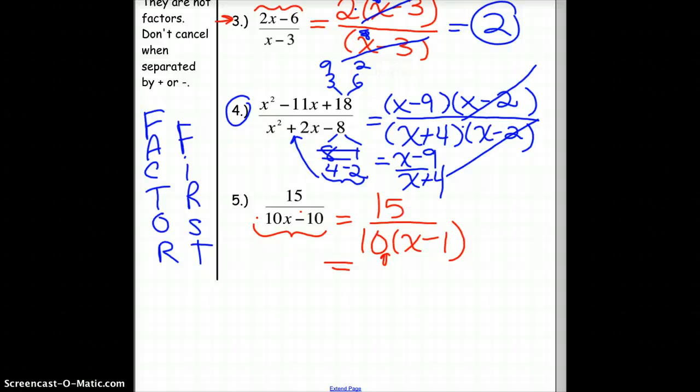So I've got a 5 living on the top. So I'm going to divide out a 5. You might want to consider that 5 times 3 on the top, 5 times 2 on the bottom. But I'm going to divide out a 5 and divide out a 5. And my answer would be 3 over 2 times x minus 1. All right, so let's move on to the next page here.